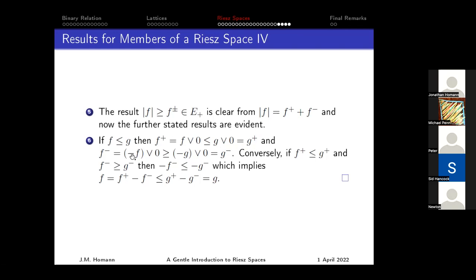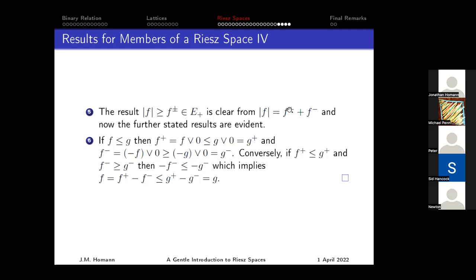And we also have that f minus is equal to minus f sup zero, and g minus is equal to minus g sup zero. So if f is dominated by g, then minus f dominates minus g. And then taking supremum with zero on both sides, we get that f minus dominates g minus.